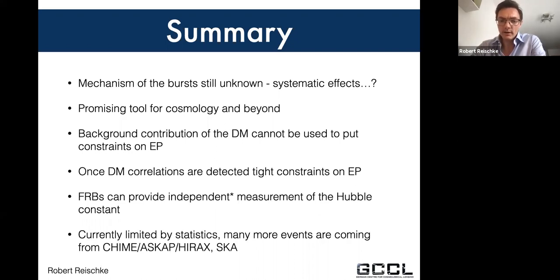So at the moment, all FRB studies you want to do with the actual data are basically limited by the low number of FRBs which are currently available. So you can't construct a two-point function at the moment because there are only very, very few. But in the future, there will be many more events coming from CHIME, ASKAP, HIRAX, or SKA. So this will be very exciting. And yeah, I'd like to thank you for your attention and take more questions now.